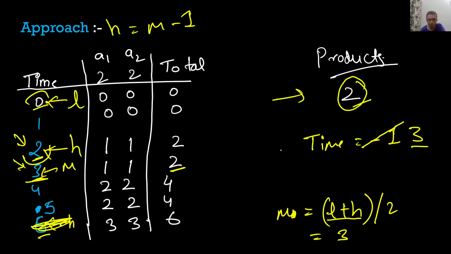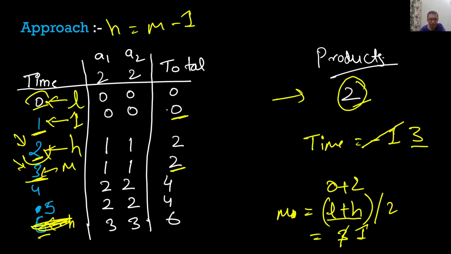So now what I would do is, again, I'll calculate mid. Low is at 0, high is at 2. So 0 plus 2 is 2. 2 divided by 2 is 1. So now my mid is 1, right? So now, after 1 second, how many products can I make? I can make 0 products, right?